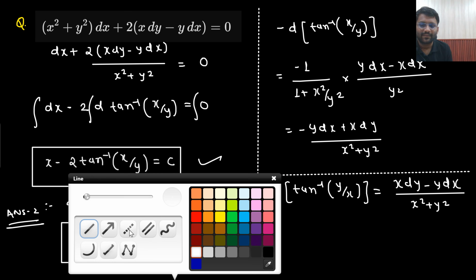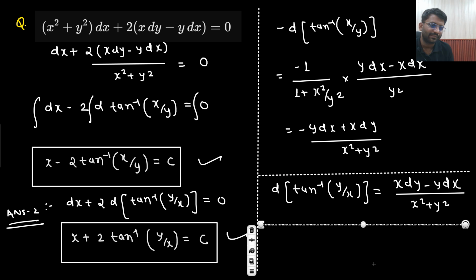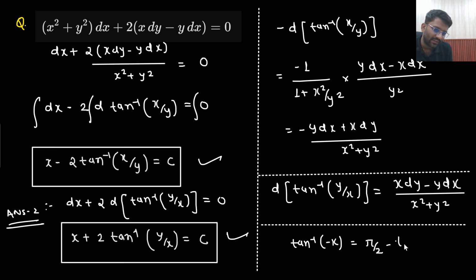I will only tell you one thing. Sir, I know one relation: tan inverse 1 by x equals pi by 2 minus tan inverse x. Yes. Using this relation, you will prove that both of them are same. It is a very easy thing. If you are not able to prove that both of them are same, then there is a problem.